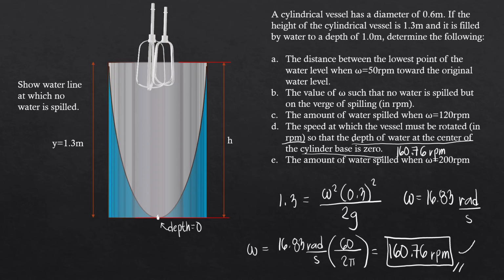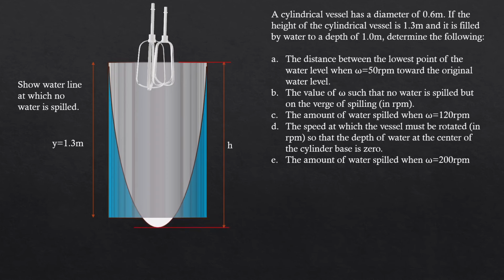So let's say I'm going to use 165, or let's just consider the question in letter E in which omega is now 200 RPM. Now since this is greater than this value, then our h will now exceed the height of the cylindrical vessel. It's going to be somewhere here. This is going to be our h. And so to illustrate that, we actually have the following figure. This is what will happen. Now if we are to solve h, then by common sense, it will be greater than 1.3.